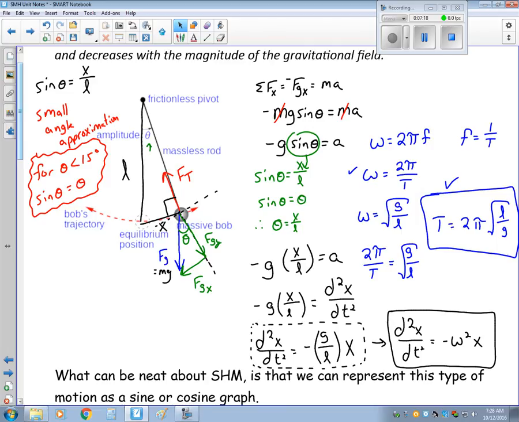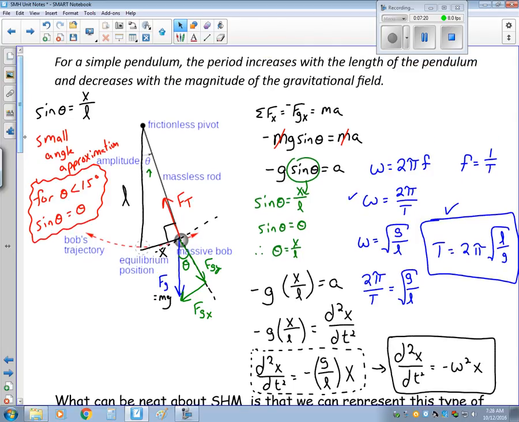And notice that as the length of the string gets longer, the period gets longer, and as the gravitational field strength becomes weaker, the period gets bigger. So as g becomes bigger, T becomes smaller. As g becomes smaller, T becomes bigger. So that obeys that statement that we have up here.